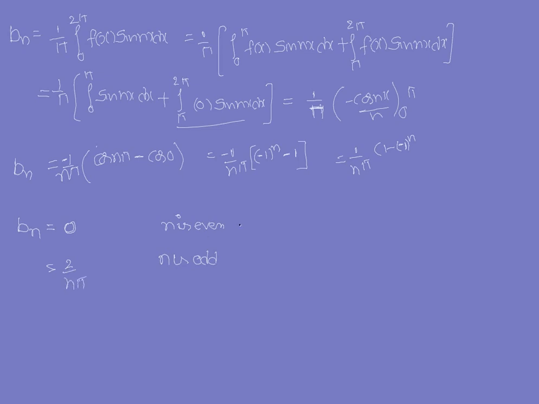So bn is equal to 0 when n is even, bn is equal to 2 by n pi when n is odd. So all the values you substitute in f of x is equal to a naught by 2 plus sigma n is equal to 1 to infinity a n cos nx plus sigma n is equal to 1 to infinity bn sin nx. Okay, you will get the Fourier series expansion.